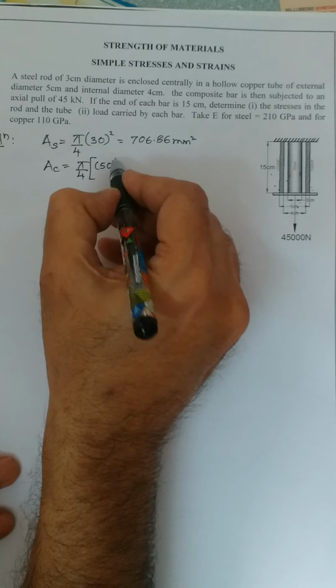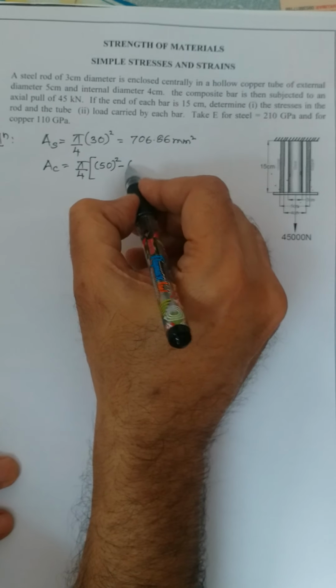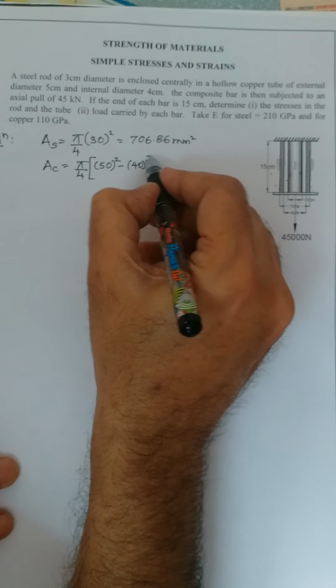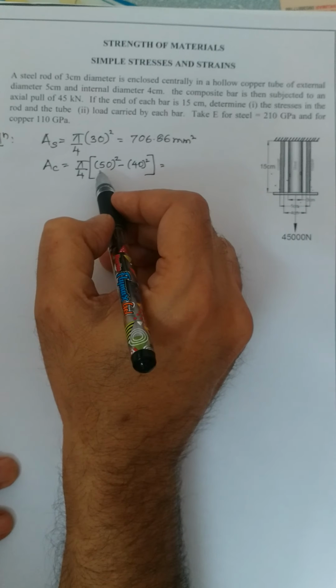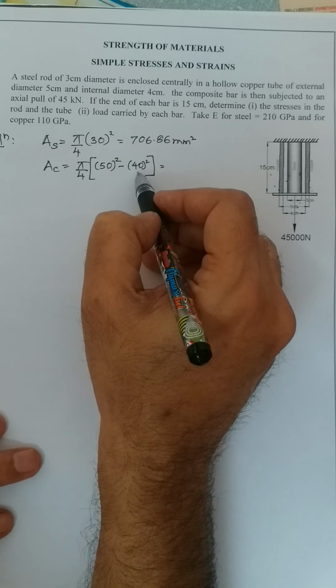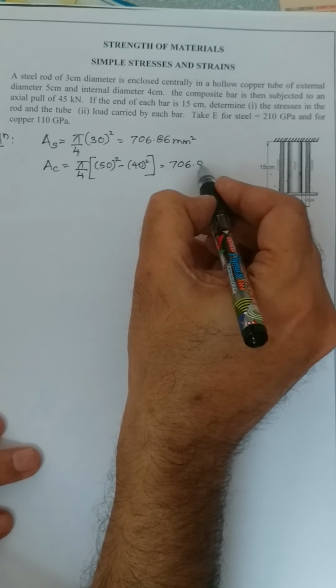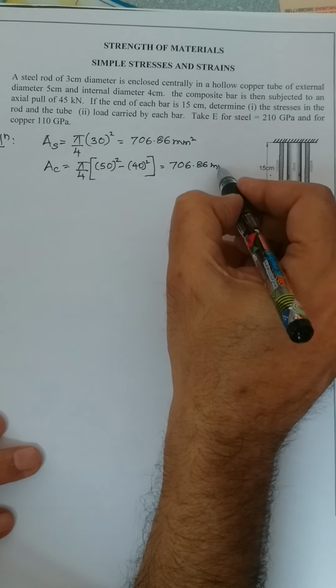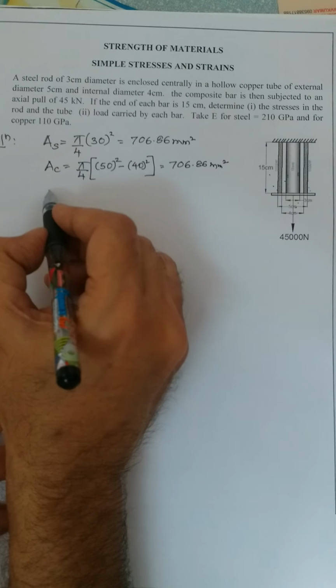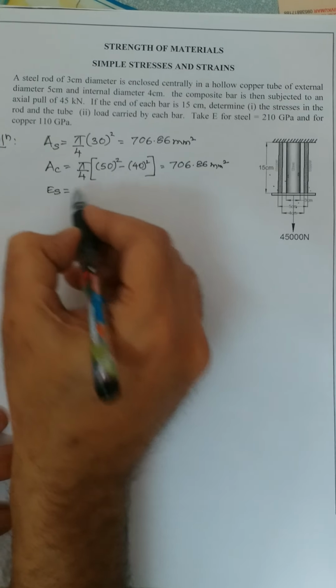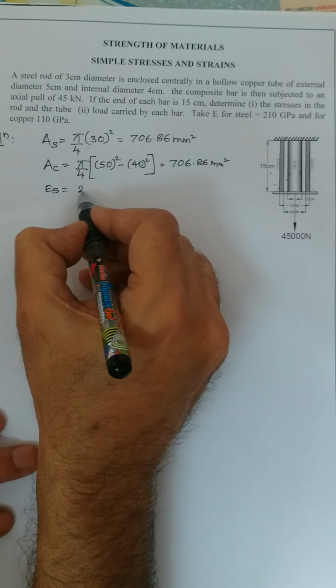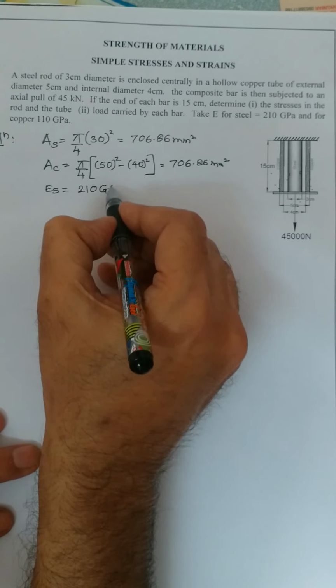Then area of copper tube: it is a hollow tube, so you have to take pi by 4 into external diameter square minus internal diameter square. External diameter is 5 centimeter, that is 50 mm. Internal diameter is 4 centimeter, that is 40 mm. So we get this value as 706.86 millimeter square.